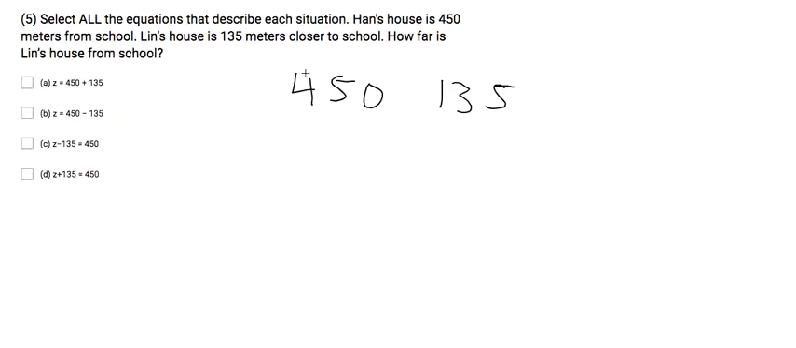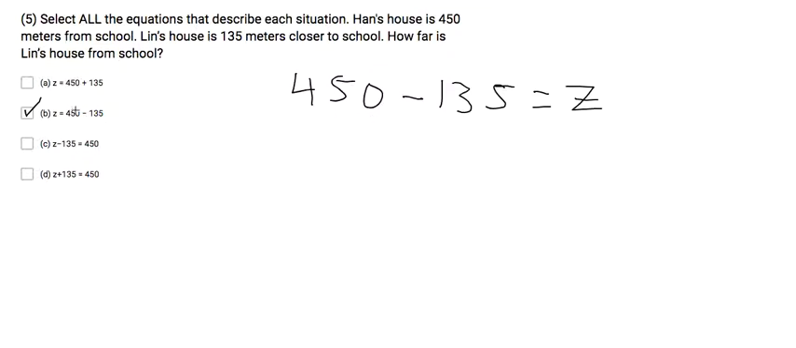So we know that Hans' house is 450 and Lynn's house is 135 meters less than that. So if we take away 135 from 450, then we would get the distance from Lynn's house to the school. So our first equation that we created without even looking at these over here is 450, Hans' house's meters from school, taking away 135 because Lynn is 135 meters closer, and that gives us this. So if we look over here, it looks like B here is 450 minus 135 equals z.